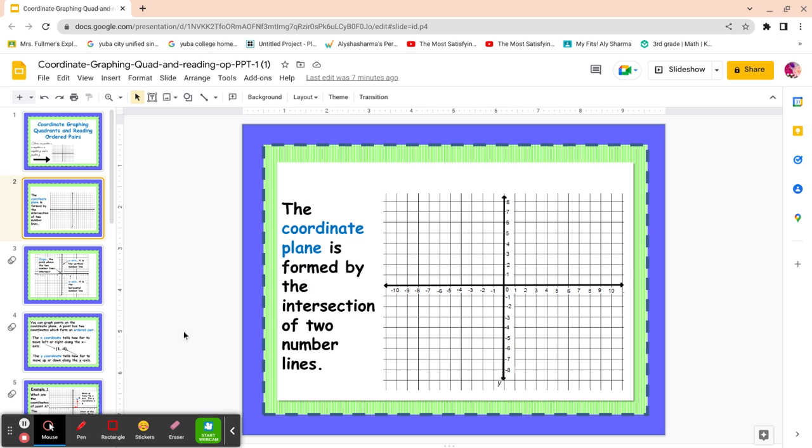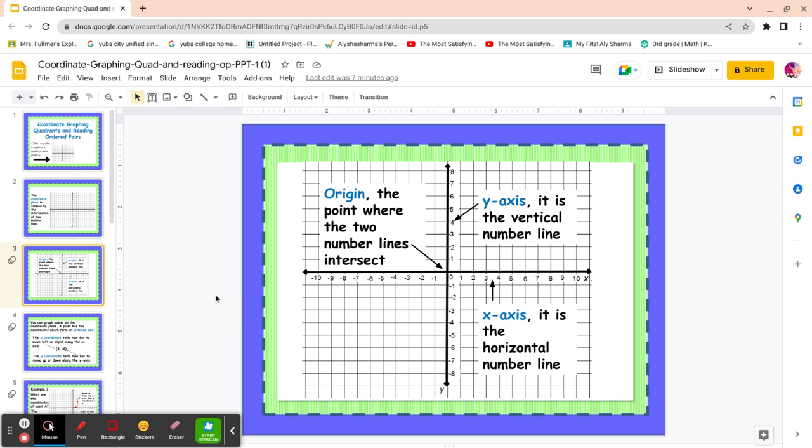So the next page is showing the coordinate grid is formed by the intersection of two number lines. Yes, there's two number lines, and the coordinate grid is showing an intersection of them to make the numbers here. Okay, now let's go to the next slide.